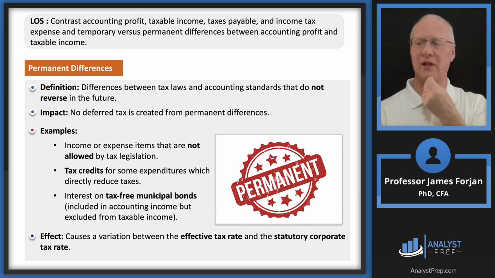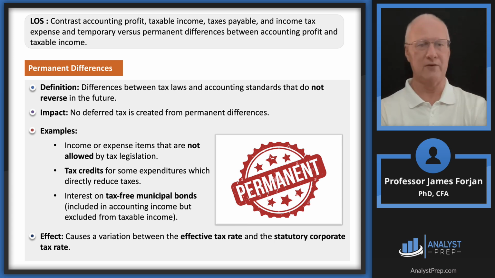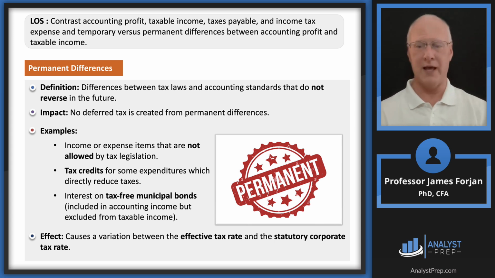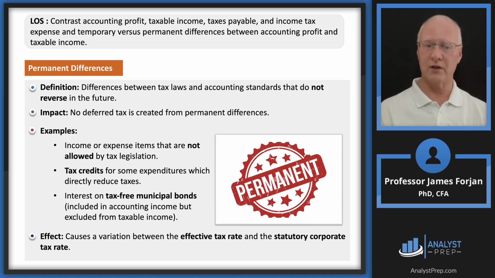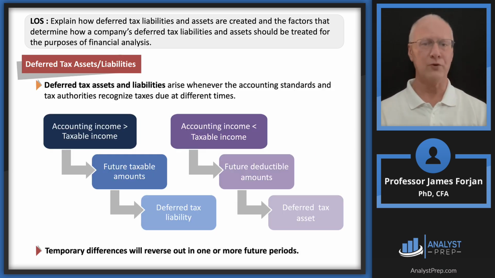Some other examples are things like fines. If a company gets fined for polluting, or judgments against it in a legal sense, I think those are permanent as well. Now look down at the bottom. These permanent differences are going to cause some kind of variability between the effective tax rate and the statutory corporate tax rate. Now, if you don't know the difference between those two immediately, hold off. We'll get to that here in just a little bit. I'll warn you that there are four or five questions at the end of the learning module on those different types of tax rates. We'll do that in a little bit.